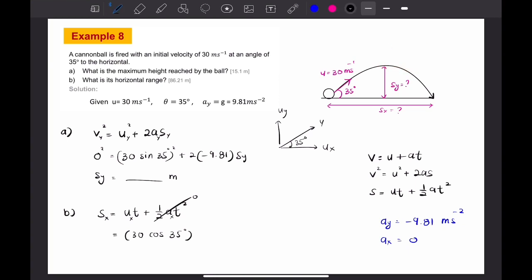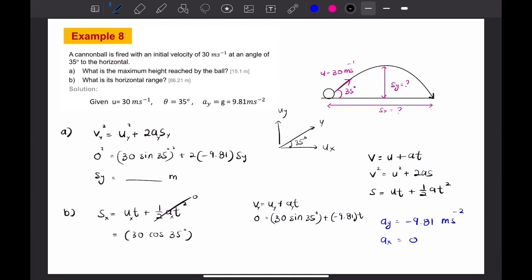So we are finding the t. I'm using the first equation because that is the simplest. The second one cannot be used because we don't have the t. Okay, I'm using v is equal to u plus at. And since we only have the Vy information, I'm using the y: vy, uy, ay. So Vy is 0, and the uy is 30 sine 35, plus negative 9.81 t, because we are finding the t.